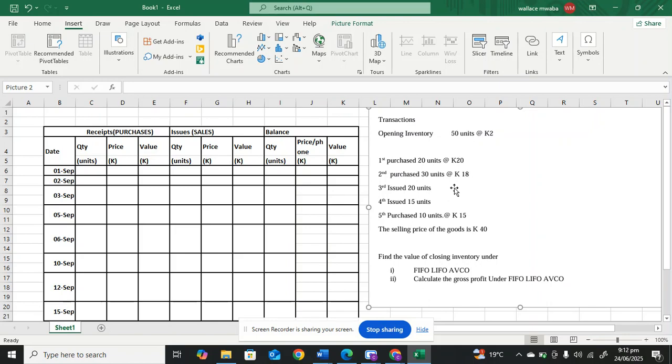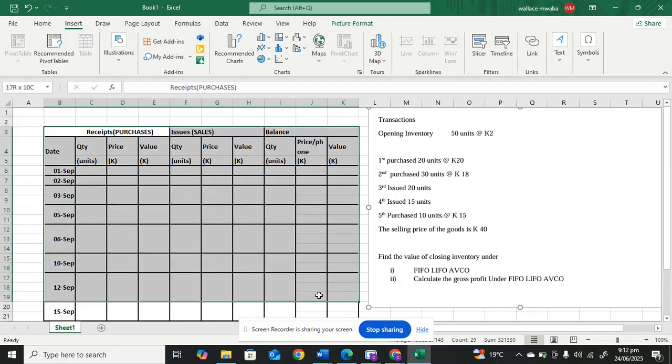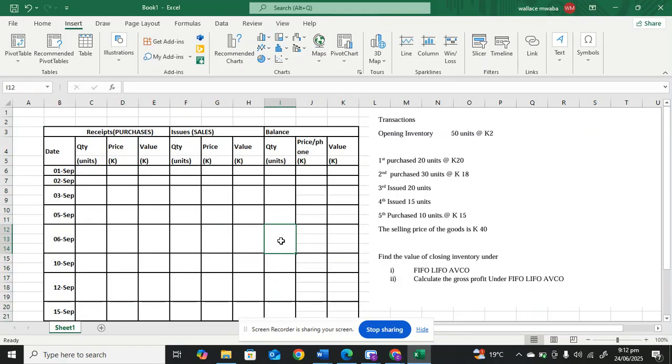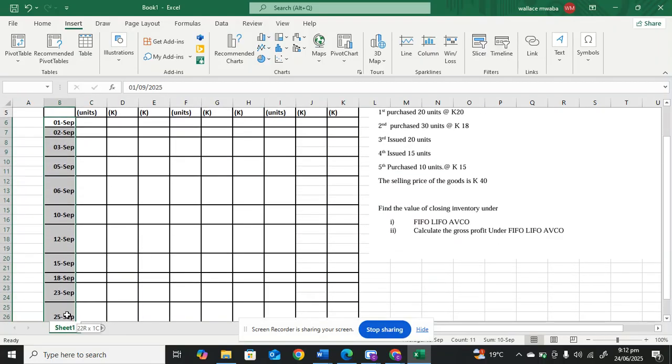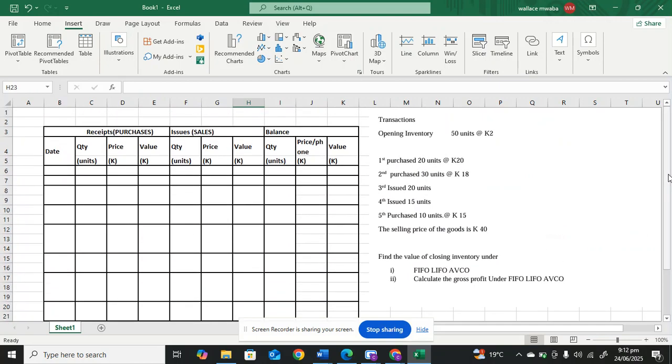So we're going to start with the first method, first in, first out, meaning the goods that came in first will be the goods that will be sold or issued first. So as we go, this is what's called a stores ledger. Usually when doing inventory valuation, this table will help you. It's called the stores ledger. All right, so we start.